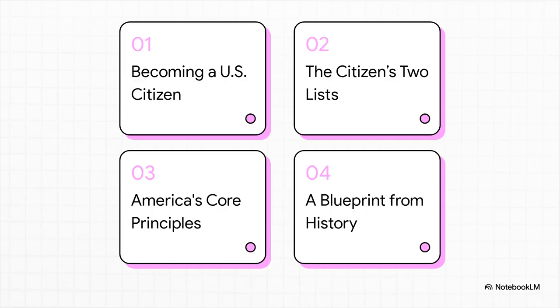So, here's how we're going to tackle this. First up, we'll start small with the individual. How does someone even become a citizen? Then we'll zoom out a bit and look at what's expected of you once you are one. After that, we'll get into the really big ideas, the principles that make the whole thing tick. And finally, we're going to go full-on history detective and trace this blueprint all the way back to its roots.